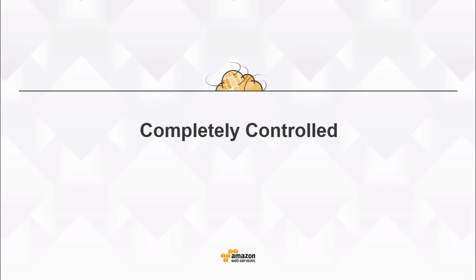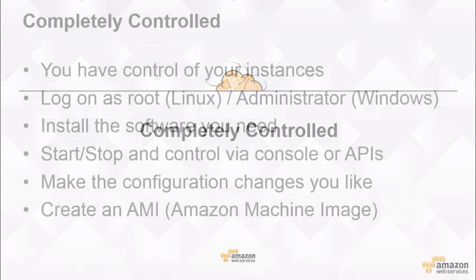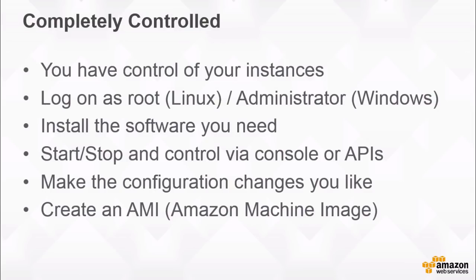So the next reason customers like EC2 is that you are in control of your EC2 instances. There's no tickets to raise, they are your instances. You can start and stop them via the console or the API. You have root in the case of Linux or administrator logins in the case of Windows. You can install what you need, you can make configuration changes you like, and you can wrap all that up in an Amazon Machine Image, an AMI, and relaunch it when you need it.